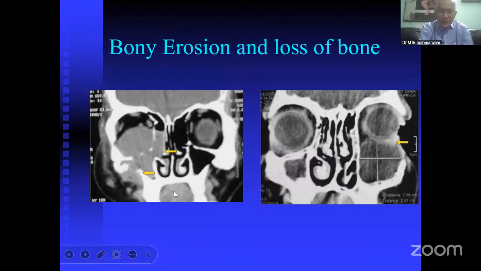So here also again you can see another mass with bony erosion of sinuses extending into the frontal sinus, maxillary sinus, ethmoids, and also into the orbits and outside. And here you see a huge cyst without any bone erosion. This is a tumbled dermoid.